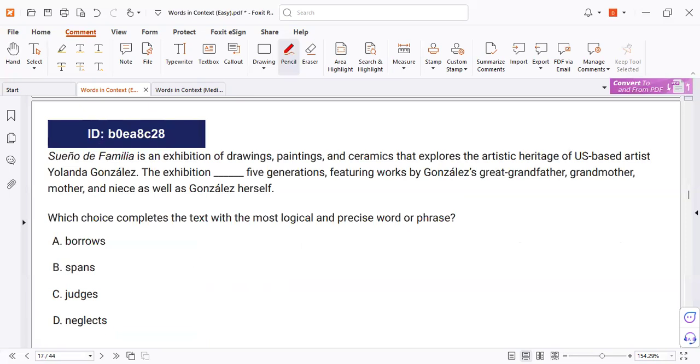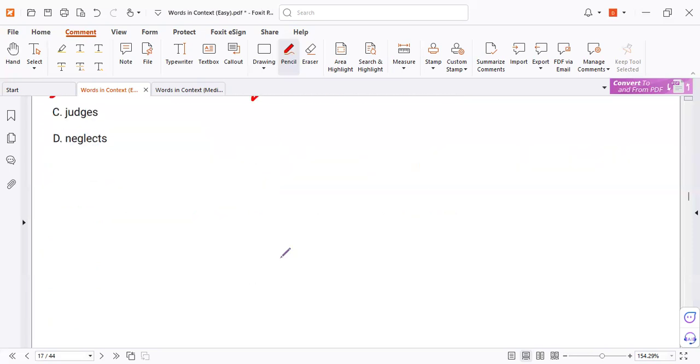B. B. Letter B, it is correct. And spans, it means extend, and just like to continue, go on, extend across, covers. Yes, right?